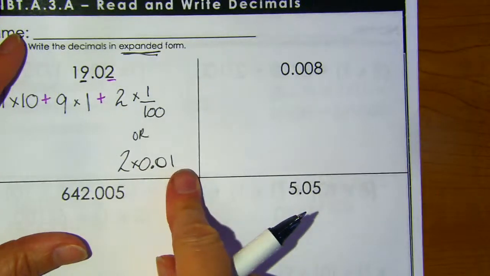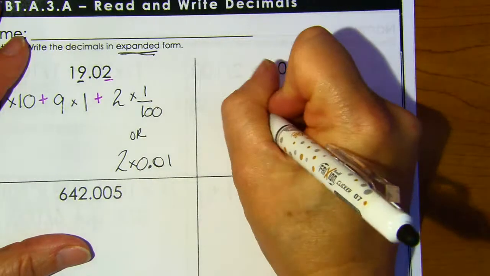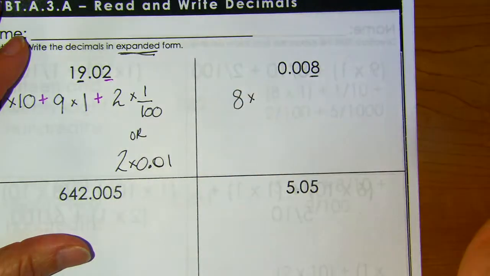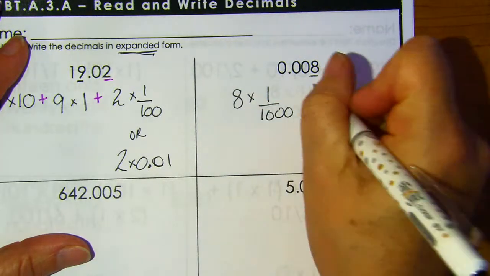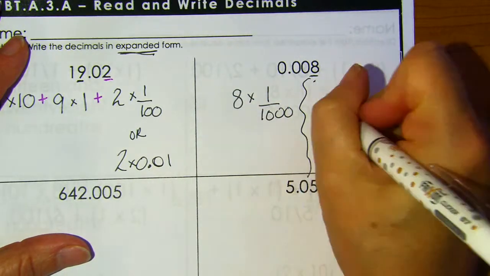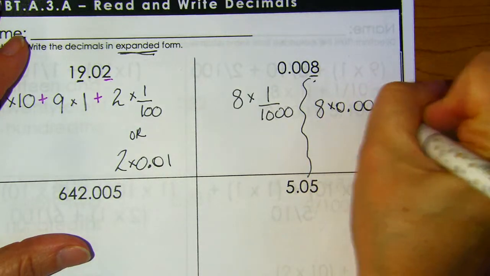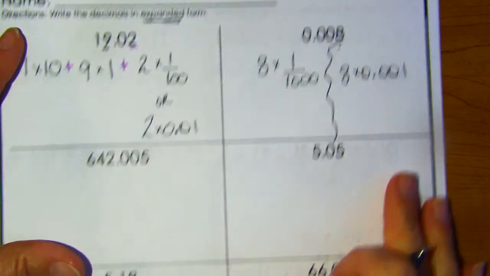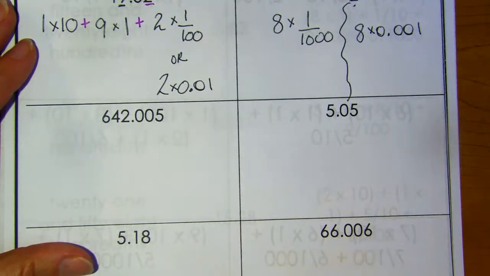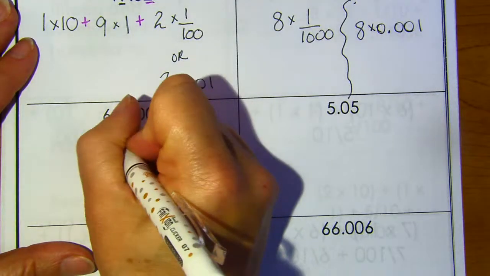All right, on the next one, we have 8 in the thousandths place. So it is just 8 times 1/1,000. So either fraction form is 8 times 1/1,000, or decimal form is 8 times 0.001. All right, I'm going to do 1 more of these with you and then ask you to do 2 more. So let's do this one.